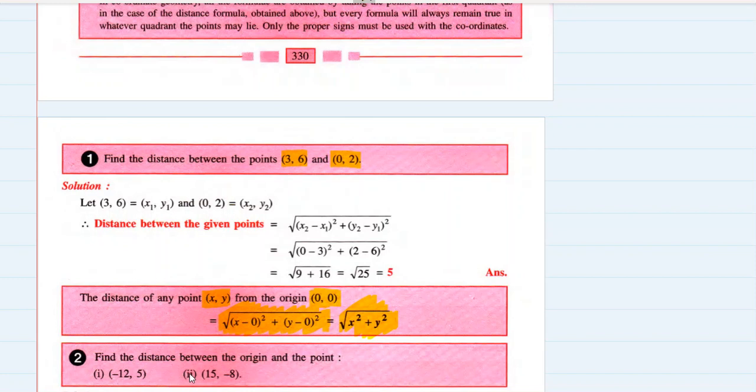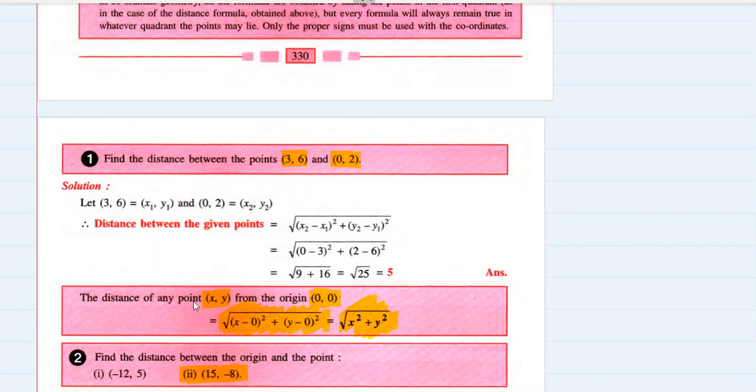I'm going to do only one, that is the second one. If you want, you can do the first one. Find the distance between origin and the point minus 12 comma 5. You can pause the video and try this. I will do the second one. Find the distance between origin and the point 15 comma minus 8.